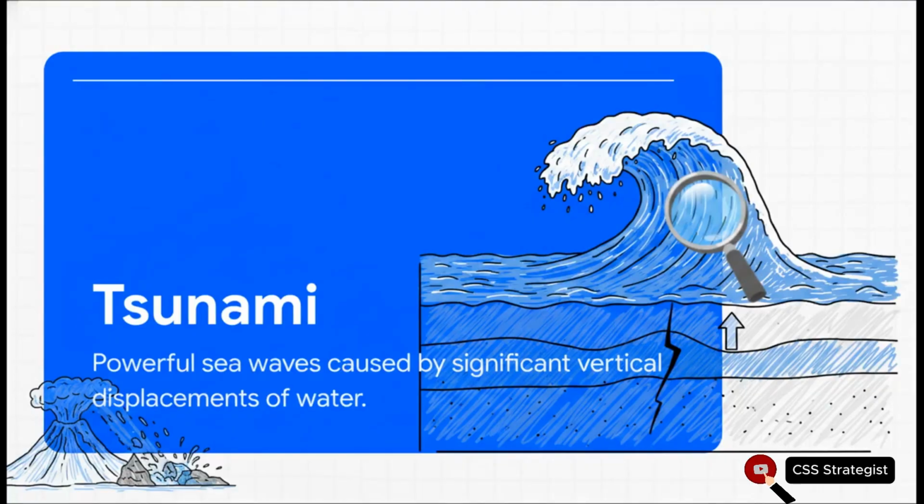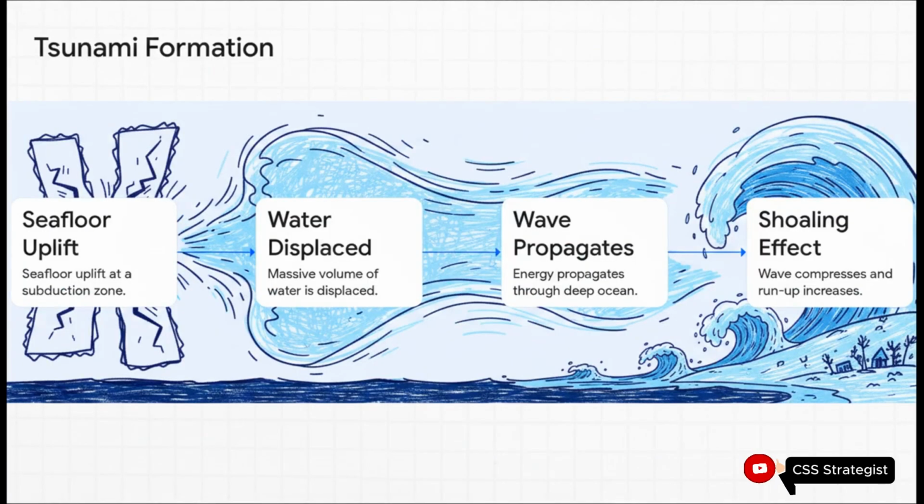Let's get one thing straight right off the bat, especially as classified by NOAA. A tsunami is emphatically not a regular tidal wave. It has nothing to do with wind or lunar gravity. Scientifically speaking, it's a powerful, exceptionally long wavelength sea wave caused by a significant vertical displacement of water. That vertical displacement is the absolute critical variable here, and it's usually triggered by undersea earthquakes, volcanic collapses, or massive underwater landslides. Here is the exact chain of events.